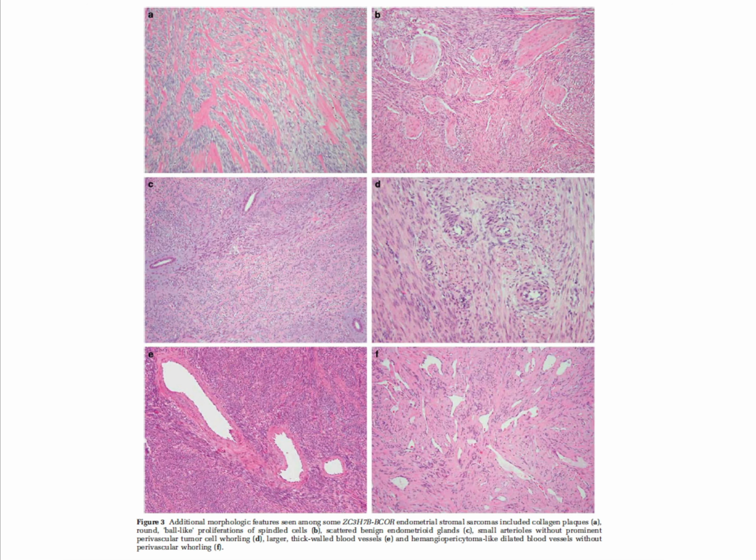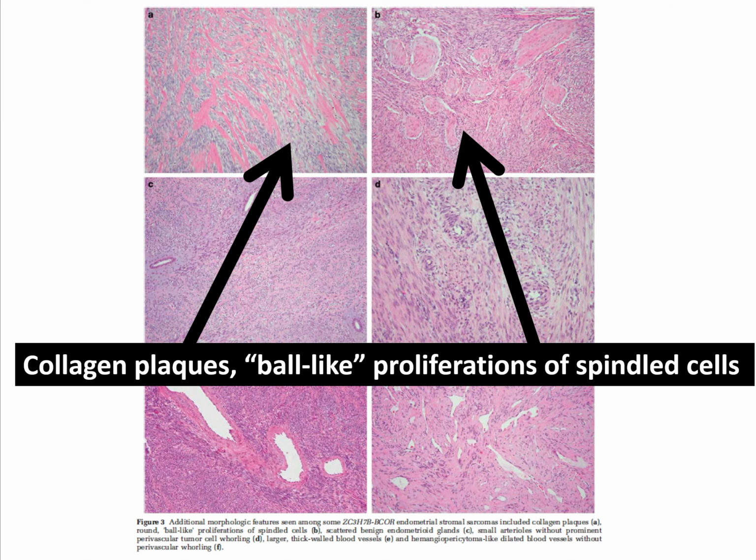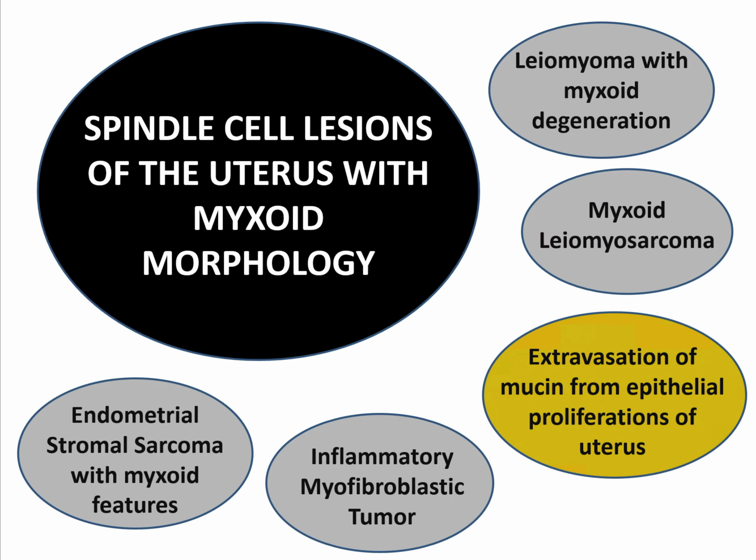This is another figure from their paper which shows collagen plaques, which were ball-like proliferations of spindled cells. That can be a helpful diagnostic clue, although I would argue that sometimes plain old leiomyomas show areas that look a lot like that, but if you start to see something with myxoid stroma and these, start to think about this entity, certainly.